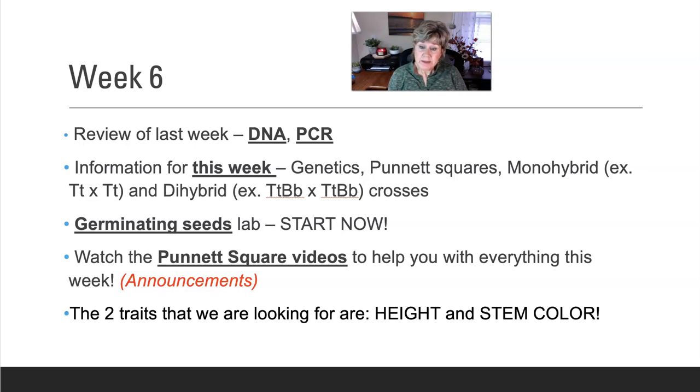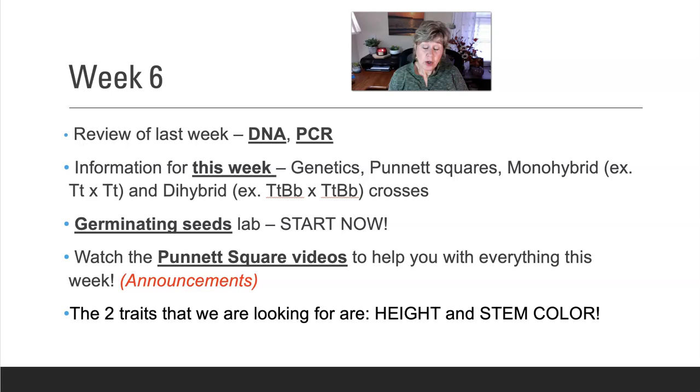Totally different traits. But if you have a dihybrid cross, you're going to have the two different versions of two different traits. And how do you put all of those together? And what are the possible offspring that you'll get? And so I'll be doing videos this week of Punnett squares and how to do Punnett squares if you need that. Some of you probably remember how to do this and some of you won't. So I'll put those together and you'll have that as an extra resource.